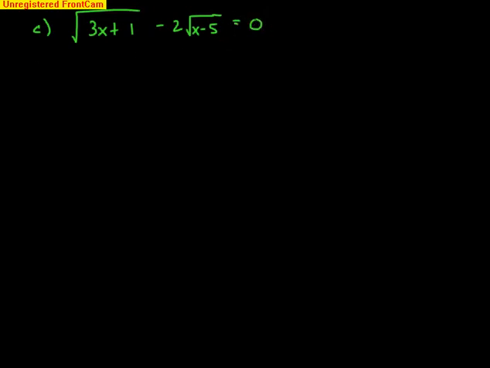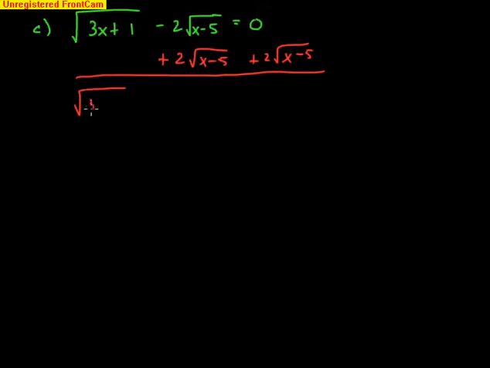So remember the rule. The rule is 1 radical per side. So I'm going to take this minus 2 square root of x minus 5, and I'm going to add it to both sides. And what we get is the square root of 3x plus 1 equals 2 square root of x minus 5. And we really can't do anything with this 2. It's just got to kind of stay here. So we're going to get rid of the radicals by squaring both sides.